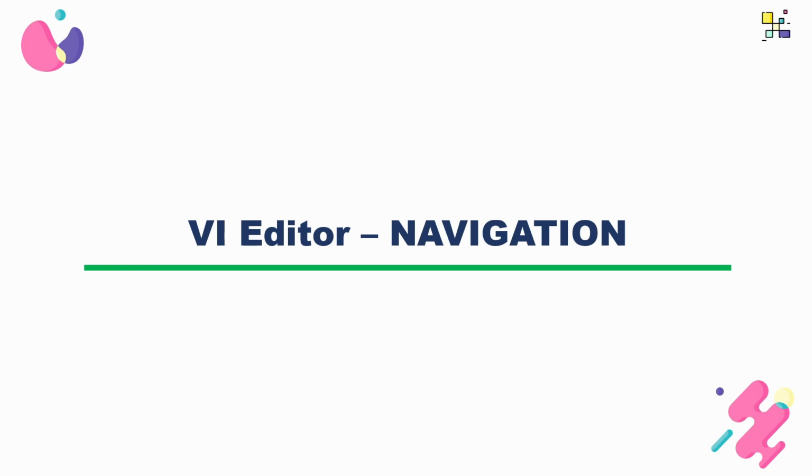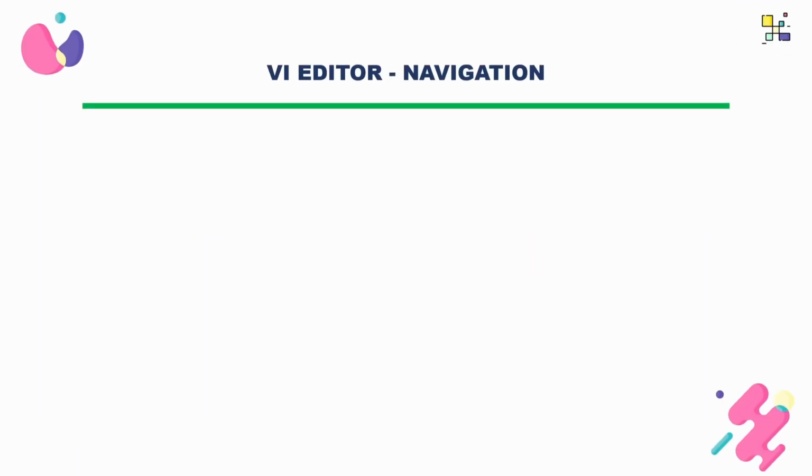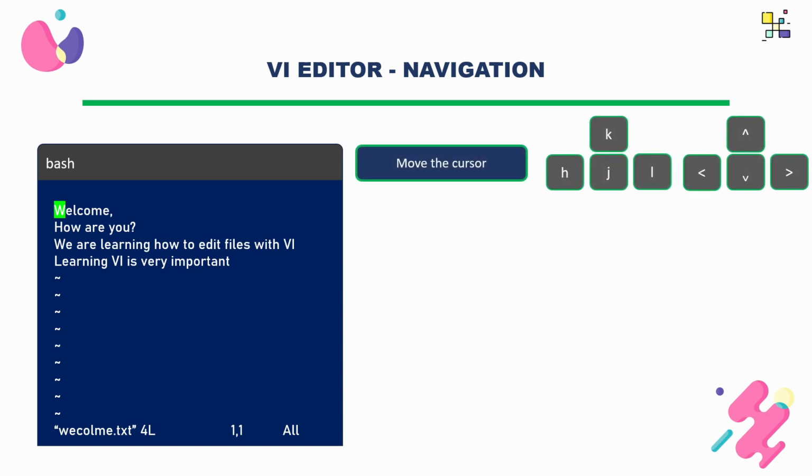Let us explore in this lecture some navigation options that we have in the VI editor. To move the cursor left, down, up, or right, you can use the H, J, K, and L keys respectively. And you can use the arrow keys for navigation as well.